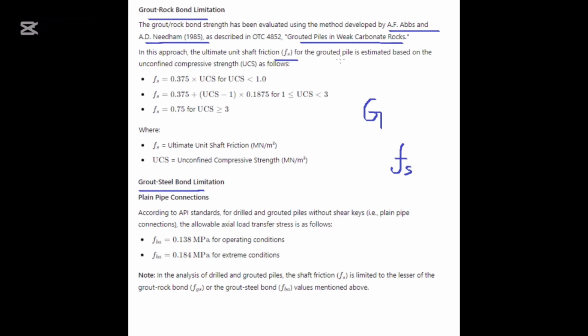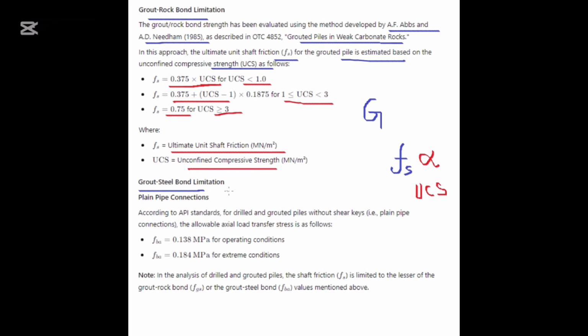Unit shaft friction for the grouted pile is estimated based on the unconfined compressive strength. So Fs is a function of UCS. If the UCS is less than 1, it is a simple multiplier of 0.375 times UCS. If it is between 1 and 3, there's a formula that increases linearly. If it is greater than 3, it is capped at 0.75. Fs is the ultimate unit shaft friction, and UCS is the unconfined compressive strength.